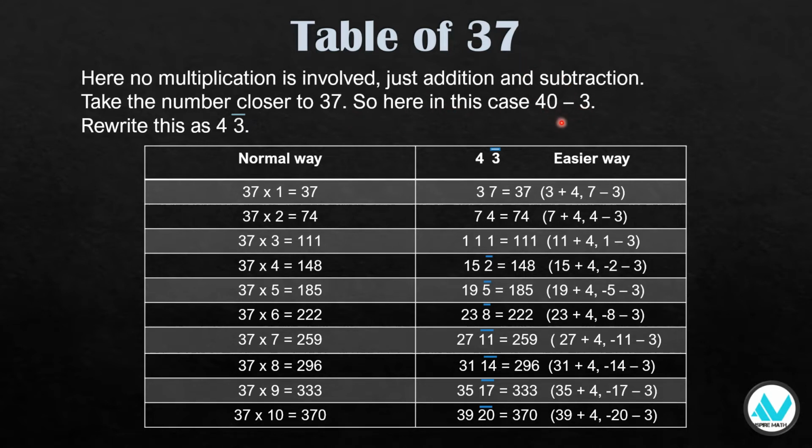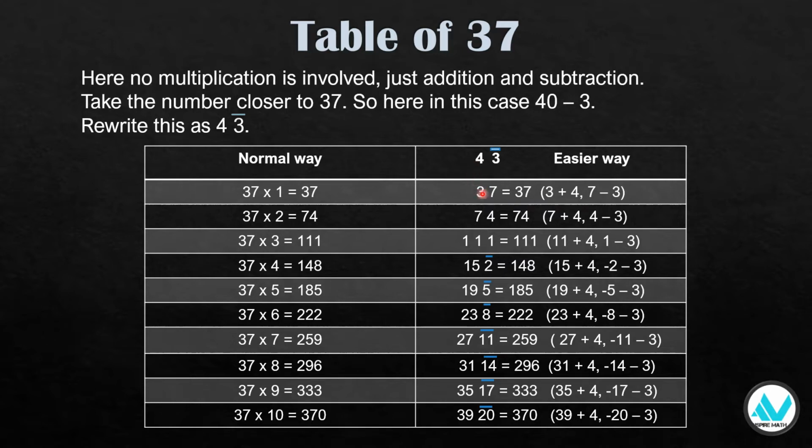Now let me rewrite this as 4 and 3 bar. This is the normal way of multiplication: 37 ones are 37. Now let me see the easier way. Write this 4 3 bar here and below that the number, that is 37. Now I'm just going to add wherever addition is possible and subtract wherever subtraction is possible.